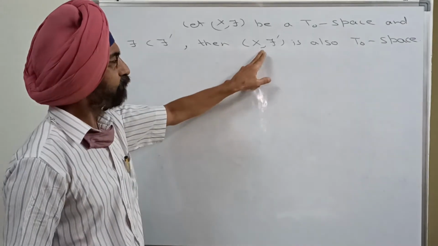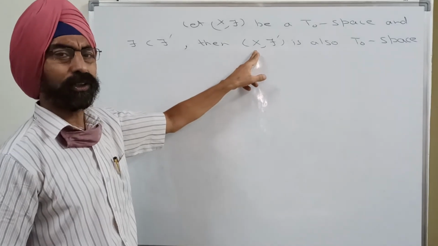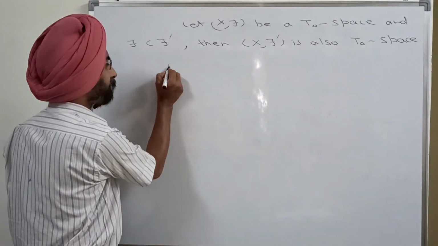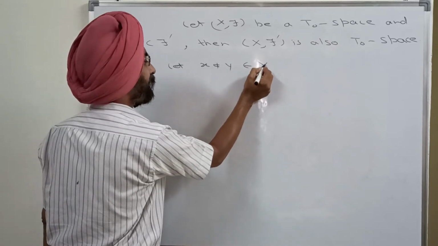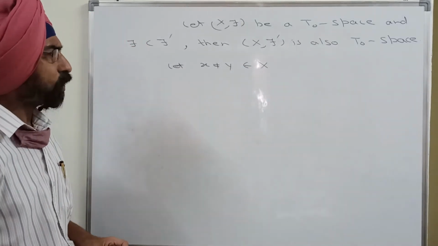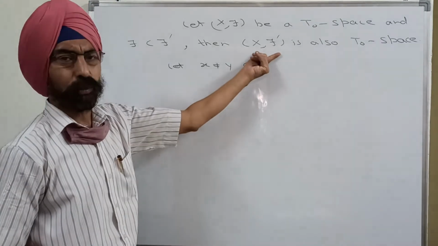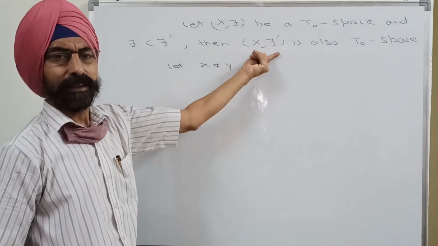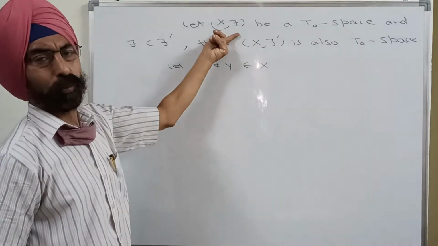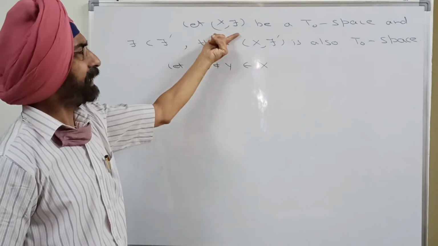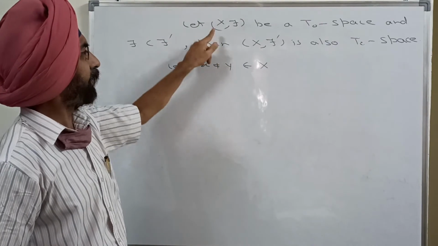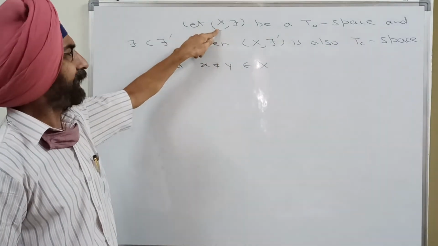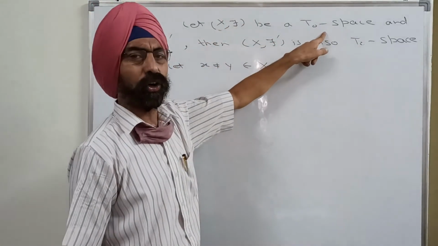So first of all, we start with taking two distinct elements of X. Let x and y be two distinct elements of the set X. Now, forget about this topological space. We will talk about this topological space (X, tau). It is given to be a T naught space. x and y are two distinct elements of X, and (X, tau) is a T naught space.